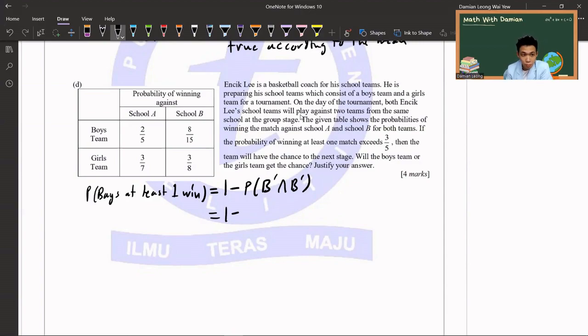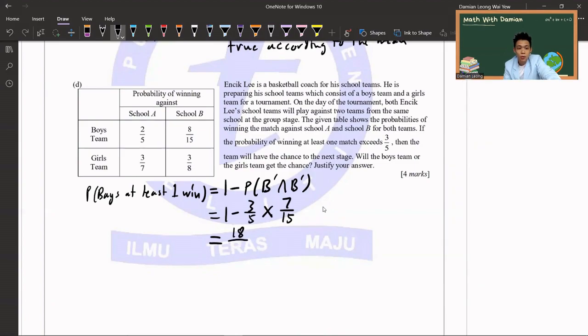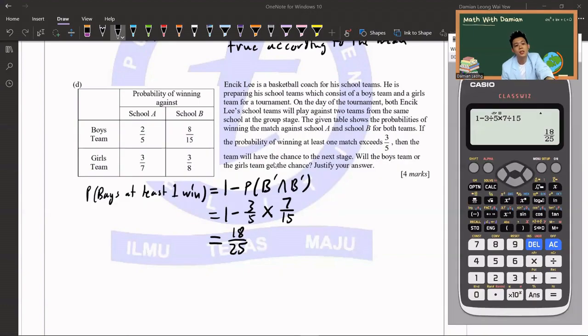Would be 3/5 because 2/5 is winning. Not winning would be 3/5 times 7/15. 8/15 is winning. Not winning would be 7/15. Total probability is always 1. So if I take 1 minus 3/5 times 7/15, I will get 18/25.